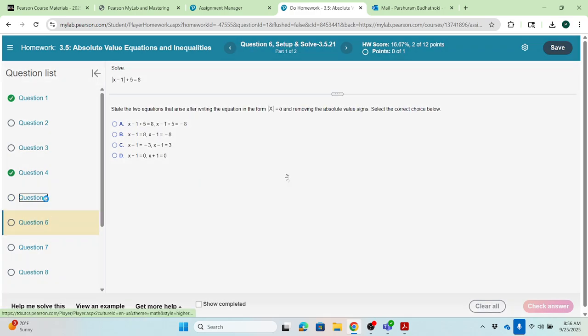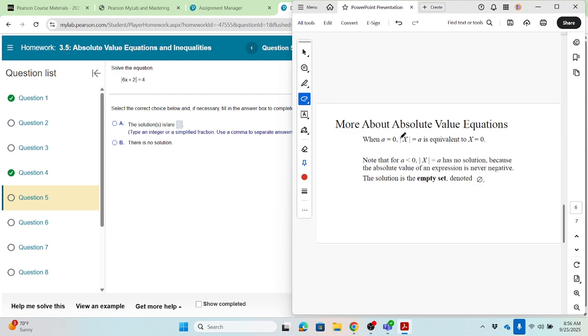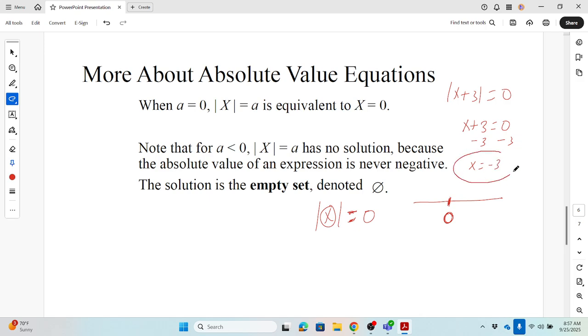What about other cases? Let's say you have absolute value equal to 0. That means there is only one situation. The absolute value of something equal to 0 means that thing is 0 distance apart from 0. So that is only possible if it's 0 itself. So let's say if you have the absolute value of x plus 3 equals 0, the meaning of this statement is x plus 3 is supposed to be 0. So you subtract 3 and then you find the answer.